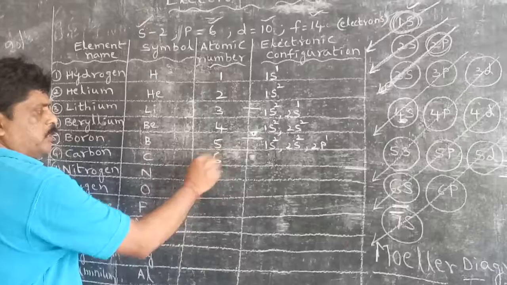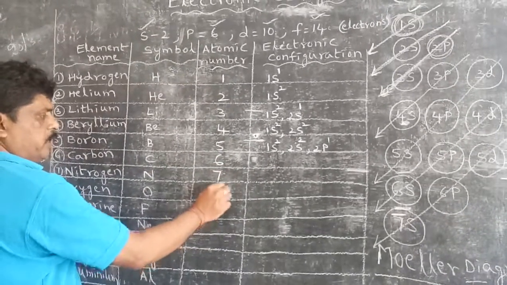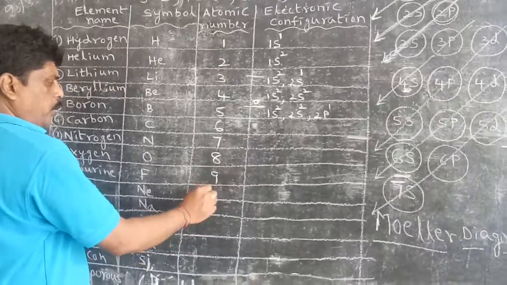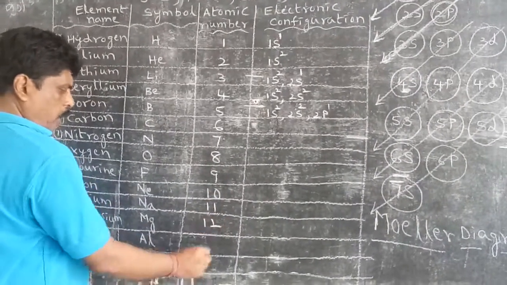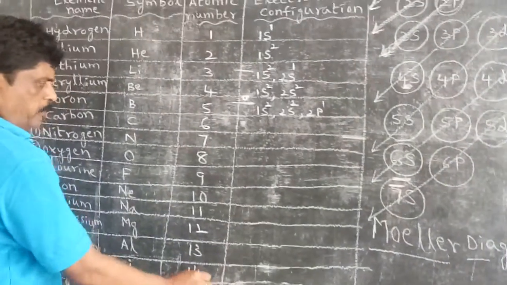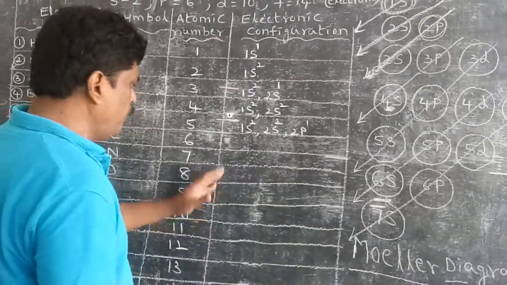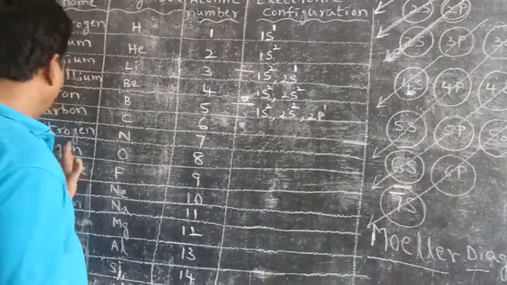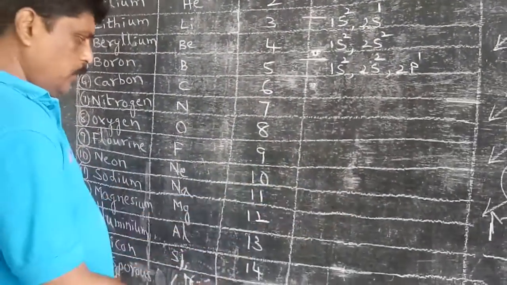Carbon atomic number is 6. Next is nitrogen, atomic number 7. Oxygen is 8. Fluorine is 9. Neon is 10. And sodium is 11. Magnesium is 12. Aluminum is 13. Silicon is 14. Phosphorus is 15. I have left some of the elements for you to fill the electron configuration.